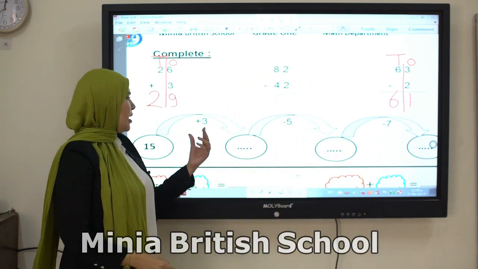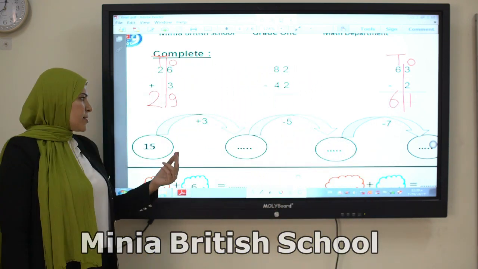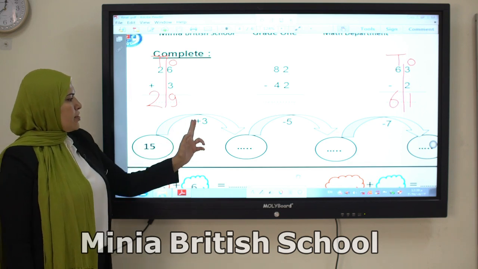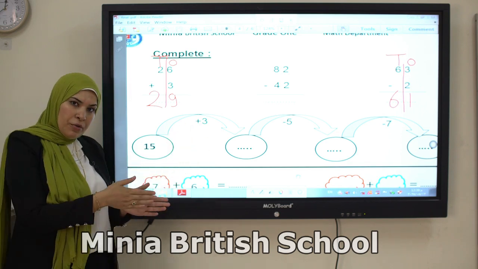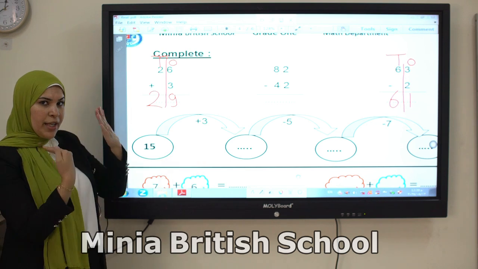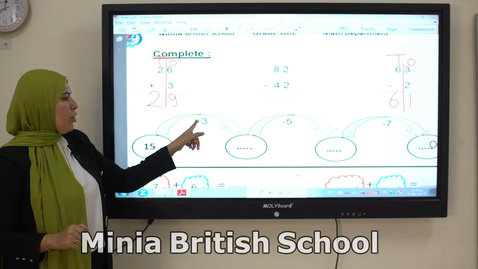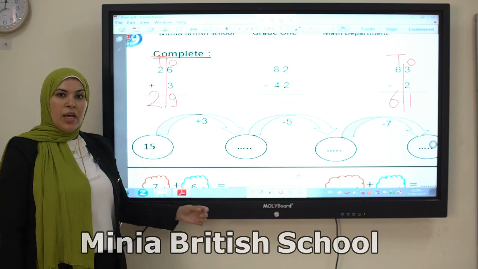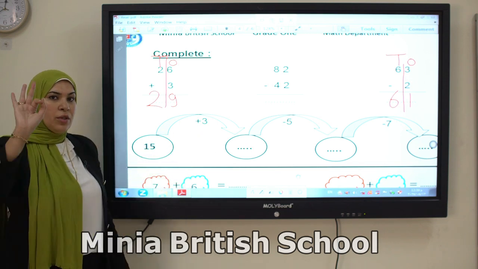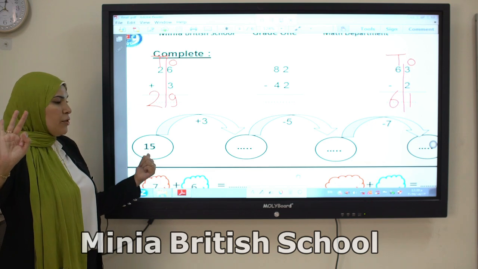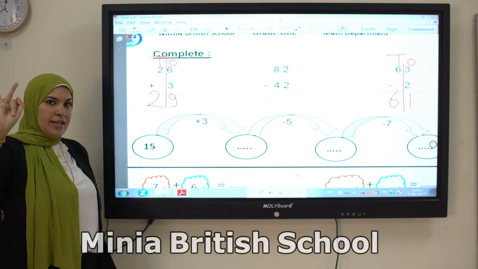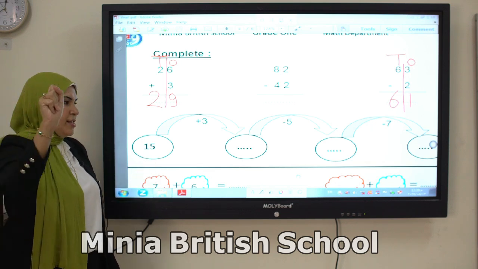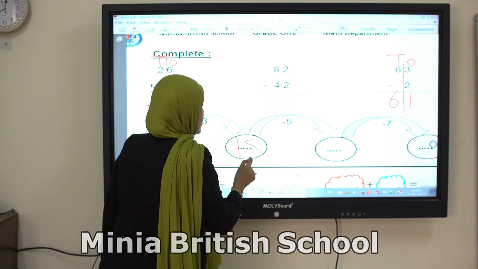Okay, here, addition and subtraction games. 15 plus 3. If the sign is plus, you will count forward. If the sign is minus, you will count backward. And here you will open the number on your fingers. Okay, so 15 plus 3. If the sign is plus, I will count forward, open 3. After 15, 16, 17, 18. So the answer is 18.